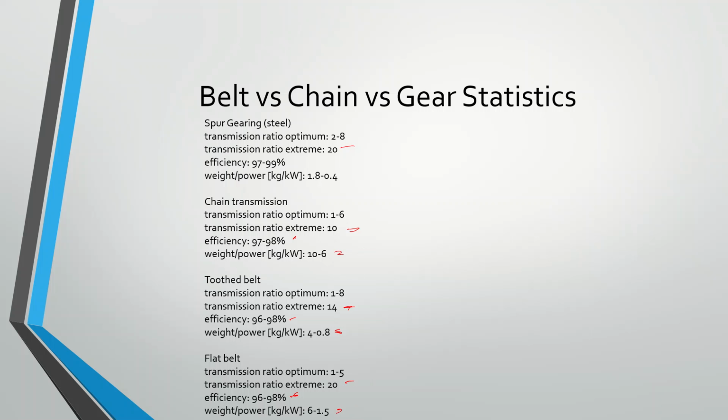Probably as far as pricing goes, a flat belt and chain are going to be pretty close to the same. Tooth belt's going to be next. So as far as pricing, we'll say these two are number 1. This would be 2. This would be 3 as far as pricing goes. So this is for pricing.